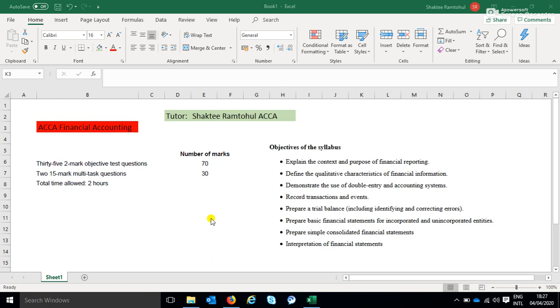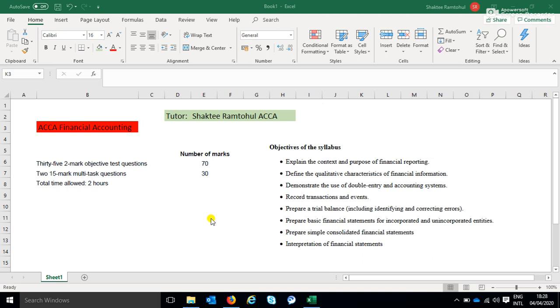I'm ACCA qualified and I have been teaching different papers of ACCA for quite some time now. I could say more than 7 years. And normally I teach papers financial accounting, management accounting, financial management, and strategic business leader in the ACCA qualification.